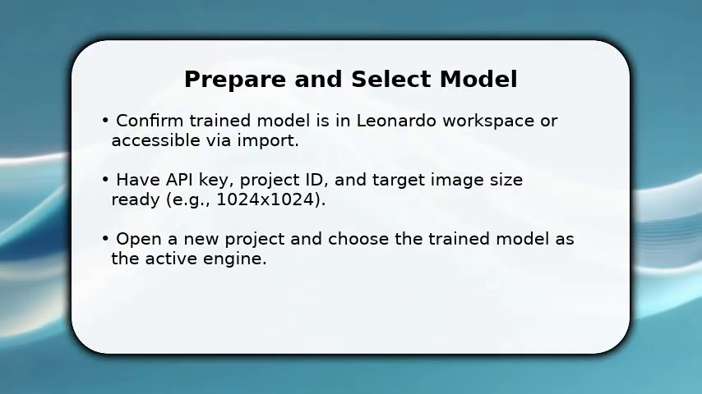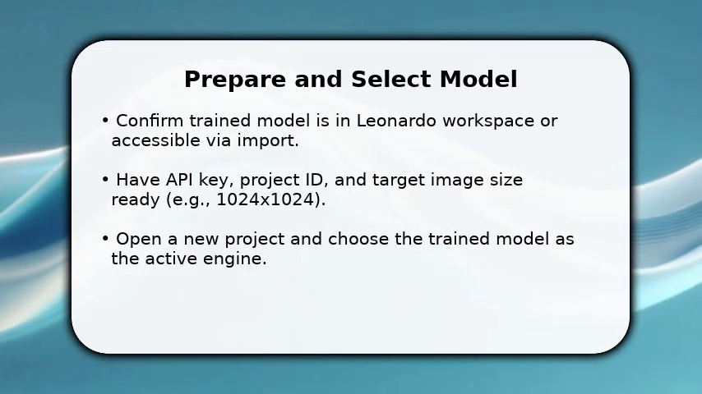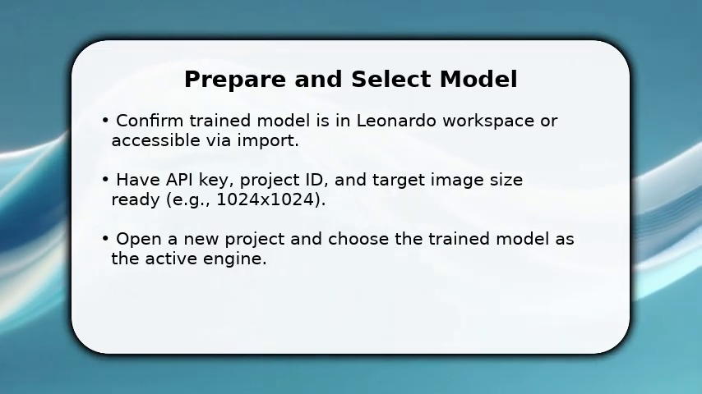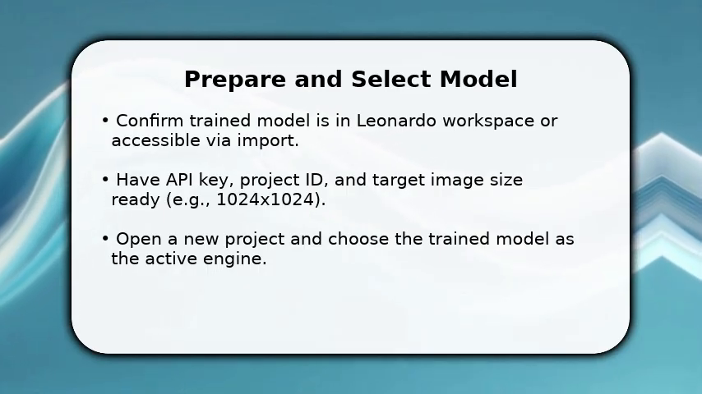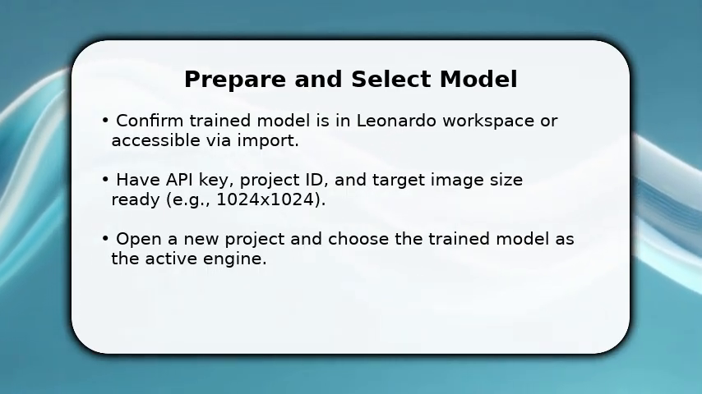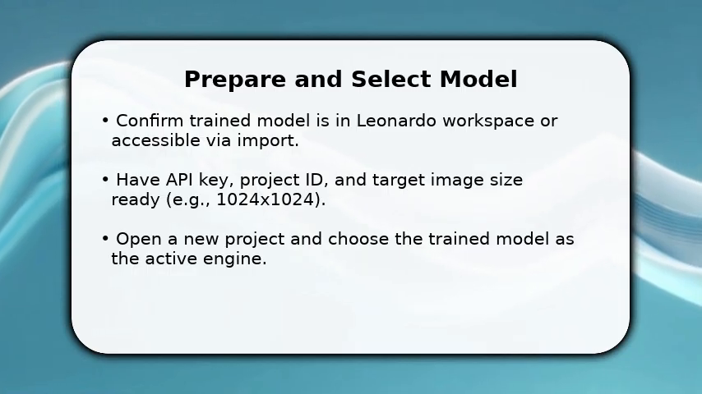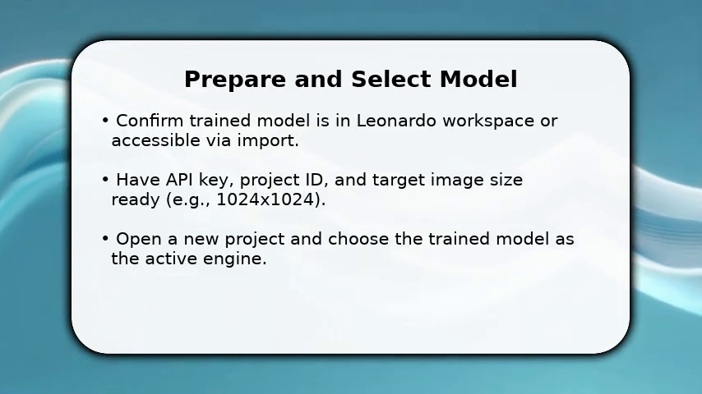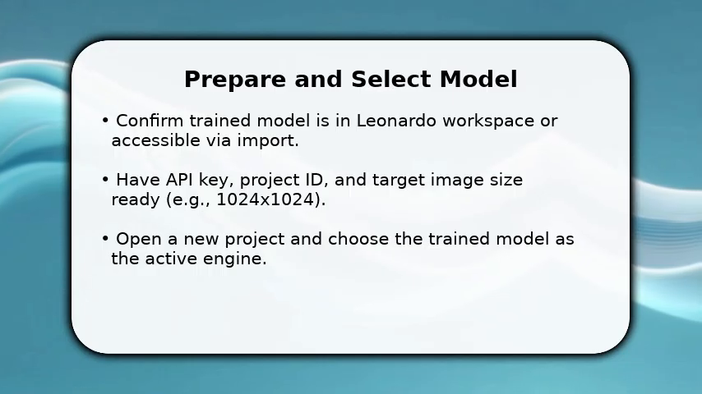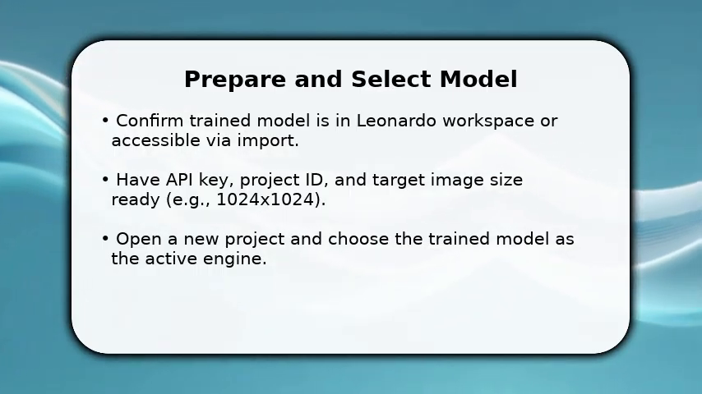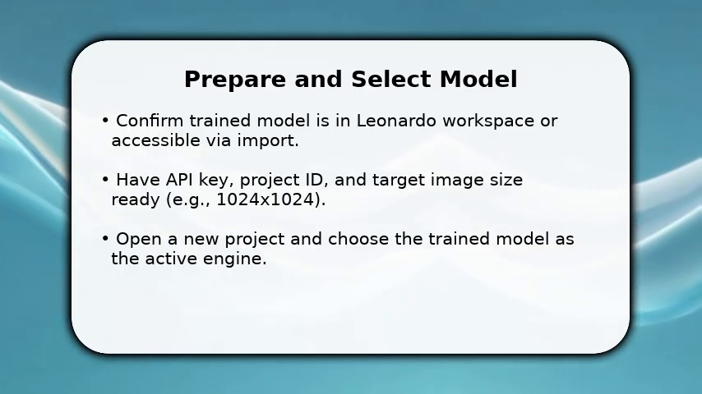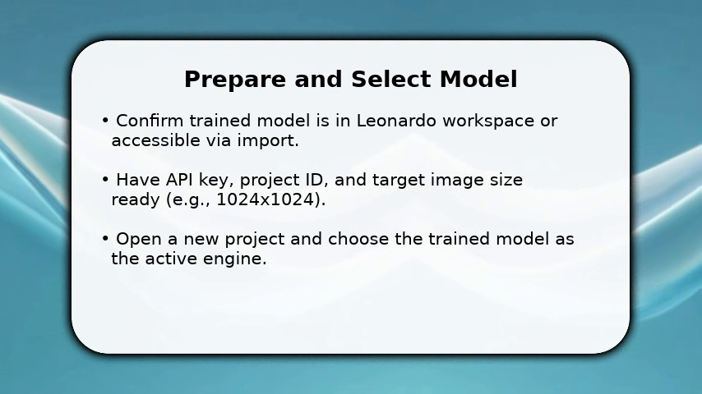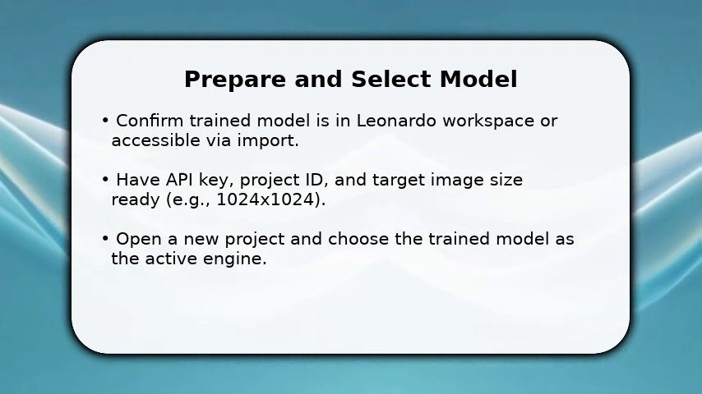You start by confirming the trained model is available in your Leonardo workspace or imported into the account. Once done, make sure you have your API key and project ID at hand, and pick the target image size like 1024 x 1024. Now open a new project, select that trained model as the active engine, and set the initial preset. You're not configuring everything yet. You're just ensuring the right model and environment are active before detailed tuning.